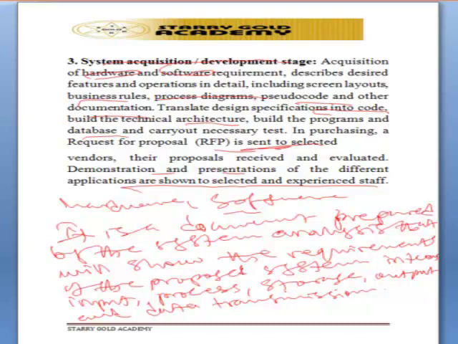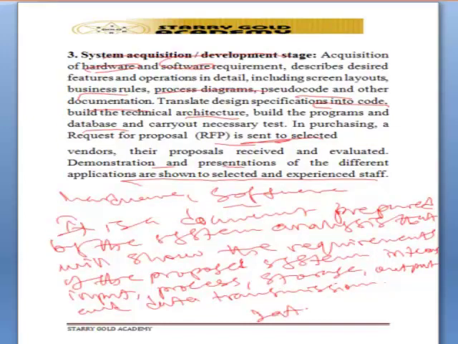Now, by the time we look at this, we are still going to build what you call a database. And when we say database, it can be defined as a set of related files or data, when structured, arranged, and stored in a central system that can be accessed by authorized users. Now, after this, we send out what you call a request for proposal to selected vendors.